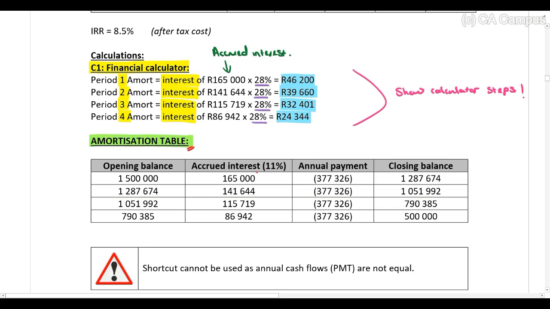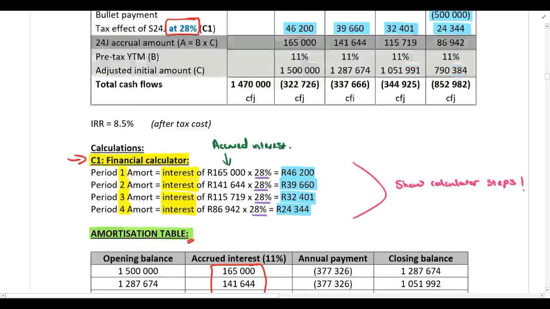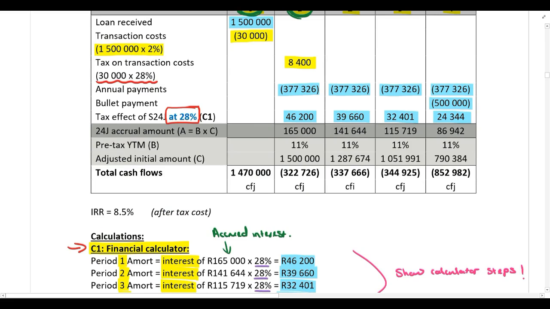It shows you how to actually calculate that accrued interest over there, but you don't need to worry about actually drawing up the amortization table. Please rather use your financial calculator. It's much quicker. You get your accrued interest from the financial calculator, multiplied by 28% to get your tax benefit in each of the years.